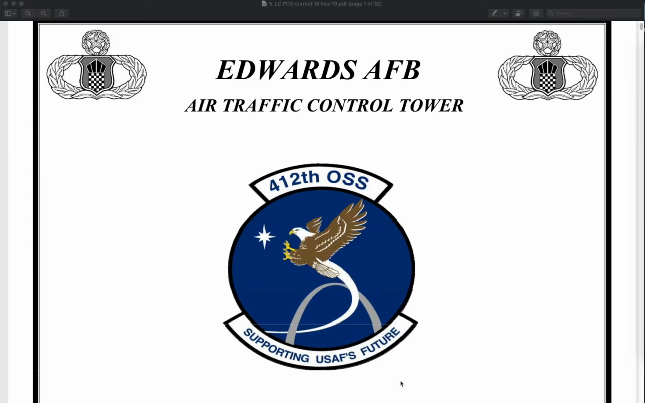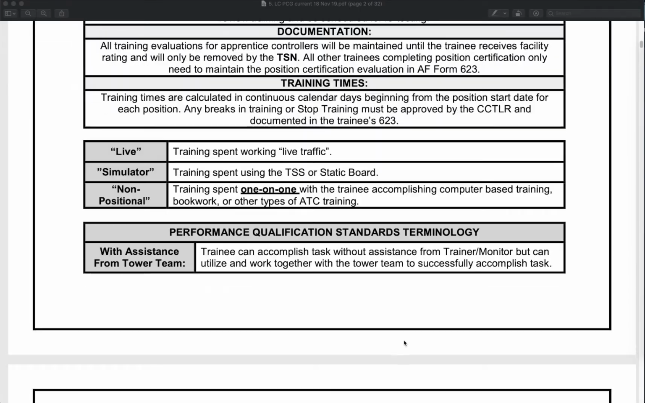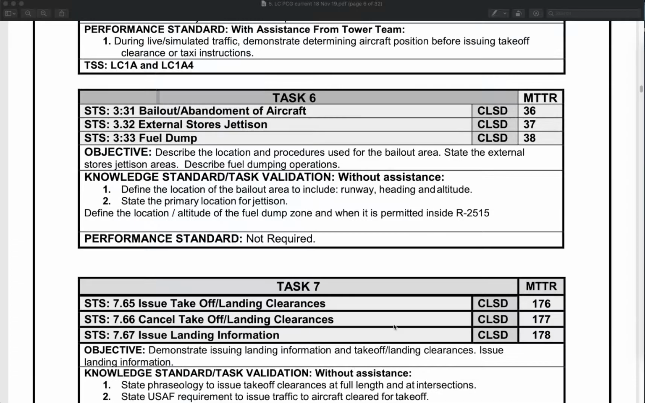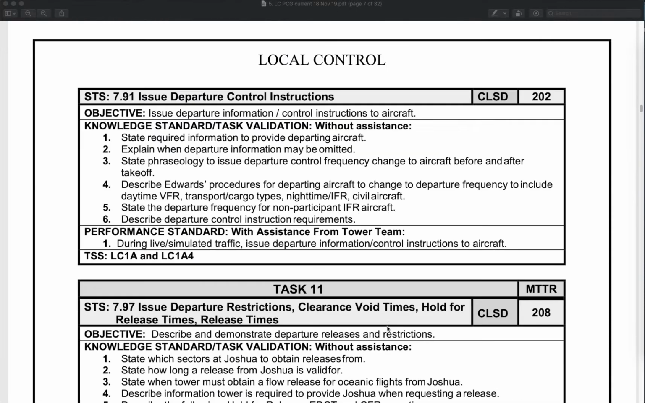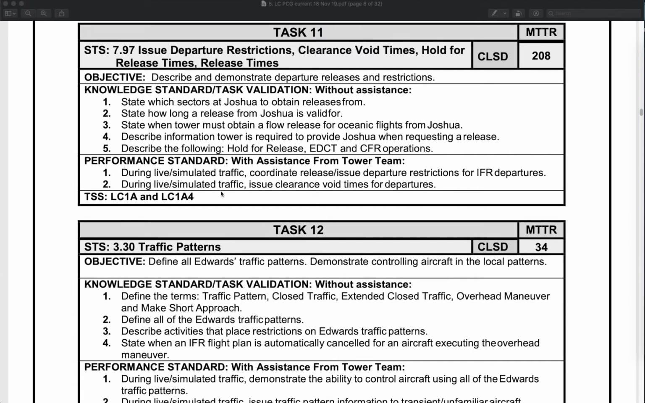Today we're going to be covering tasks 11, 12, 13, and 14. I got some videos in per your request that hopefully make it a little bit more interesting and help you guys understand some things a little bit better. Issue departure instructions or departure restrictions, clearance void times, hold for release times, and release times.